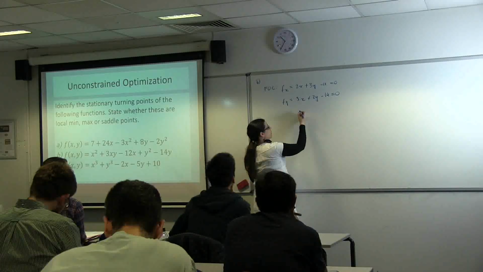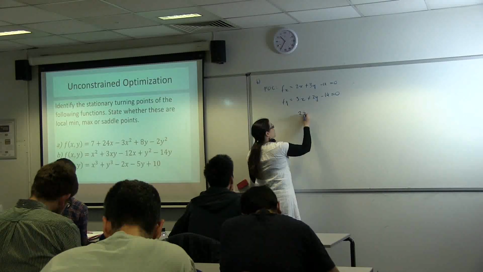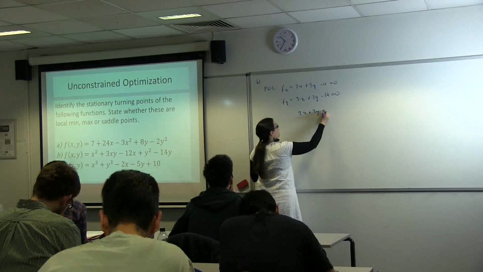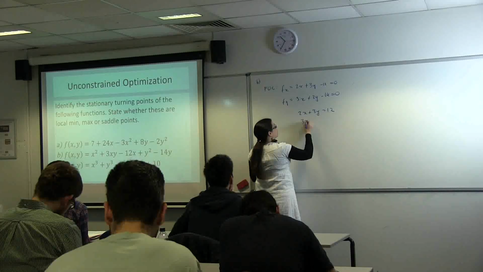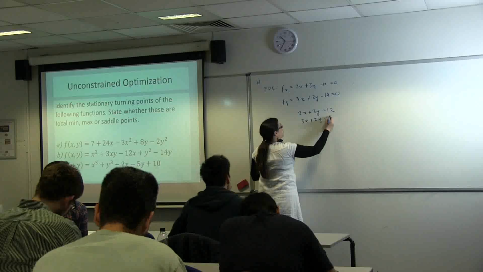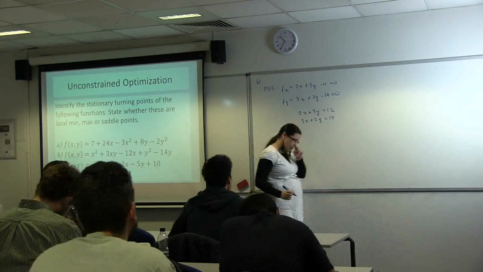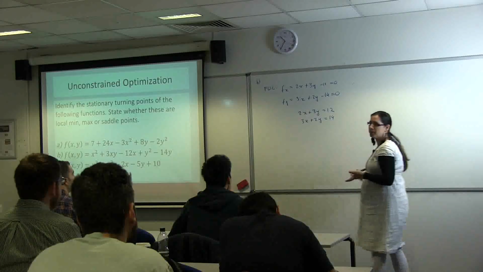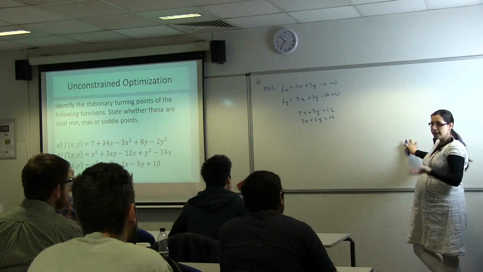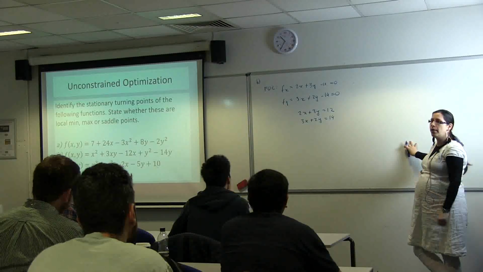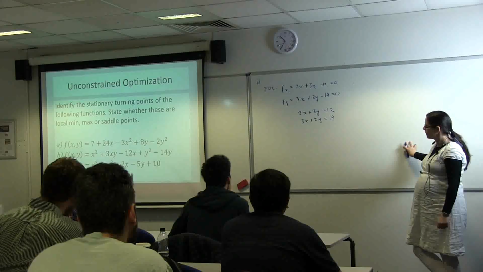Now what I'm going to do is solve this system of equations. It's not as simple as the previous one was. So I'm going to say 2x plus 3y equals 12 and 3x plus 2y equals 14. So how do you solve this type of equations? Yes? How? We multiply them so that you get the same value.